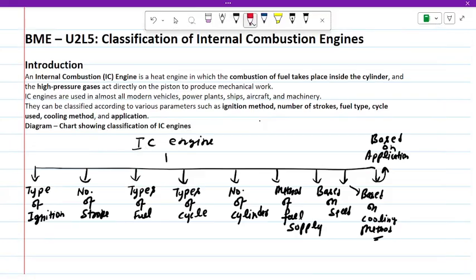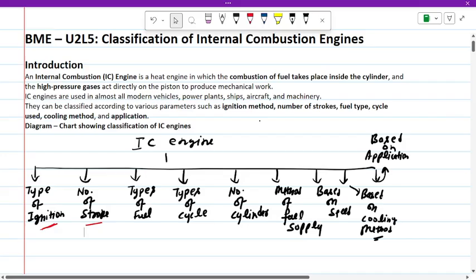In the flow chart you can see that there are 9 bases for the classification, and there are several more bases to classify the IC engine, but we are going to focus on only the important ones. So the IC engines are classified in terms of types of ignition, then number of strokes. We have discussed this several times.